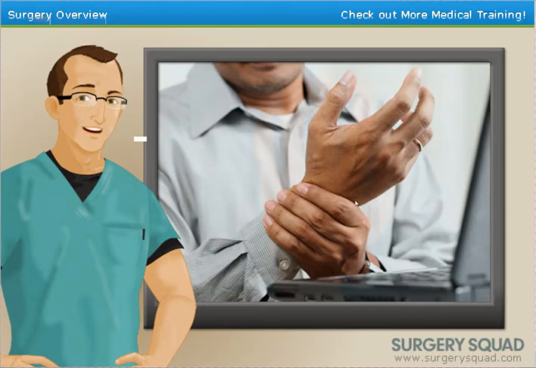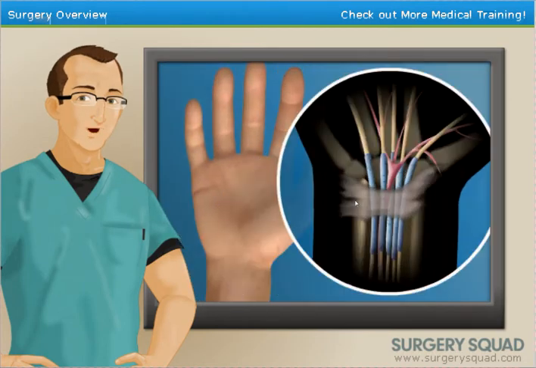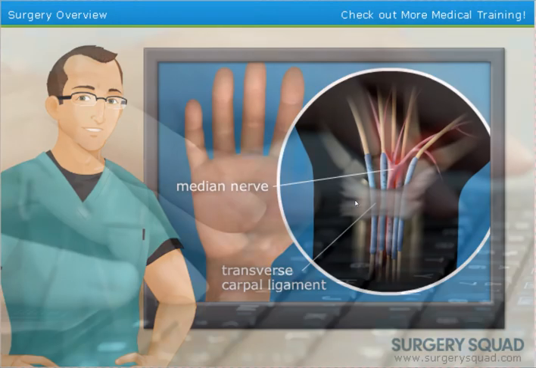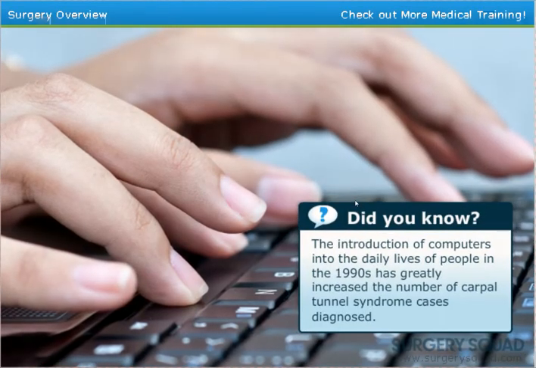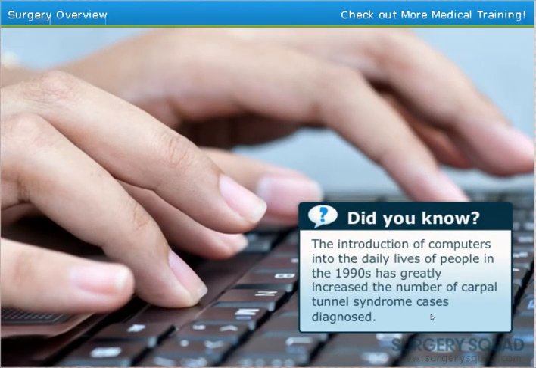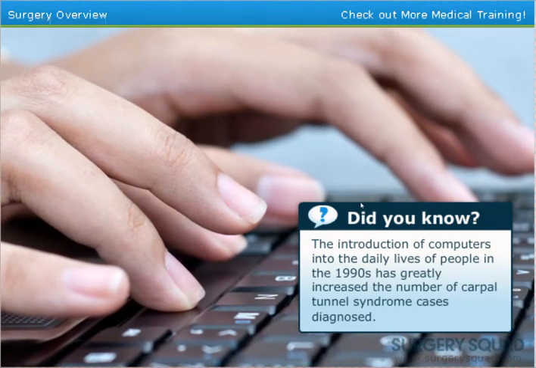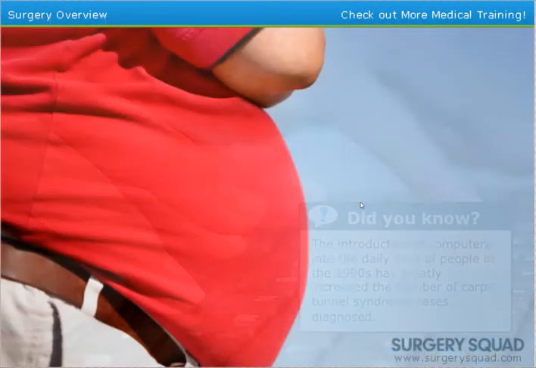It develops due to the swelling of a ligament in the wrist known as the transverse carpal ligament. The swelling of the transverse carpal ligament creates pressure on the median nerve in your wrist. This nerve is responsible for supplying feeling and movement to various parts of the hand. Performing repetitive motions with the hand or wrist over a long period is the main cause of carpal tunnel syndrome, and the condition is more commonly seen in women than men.